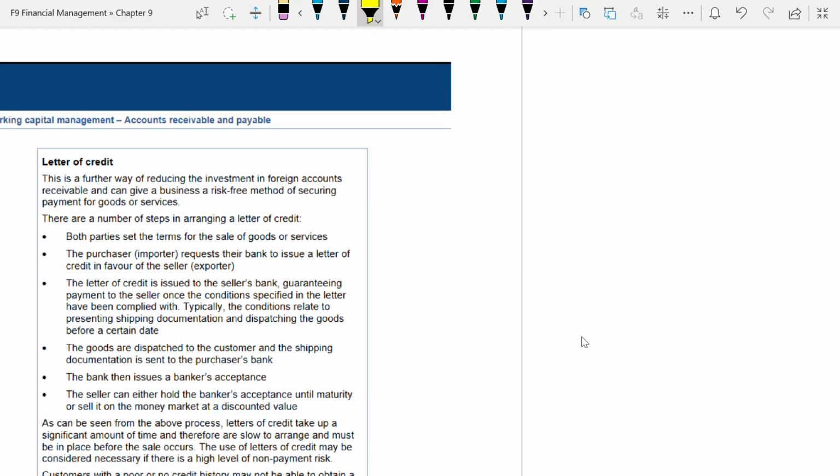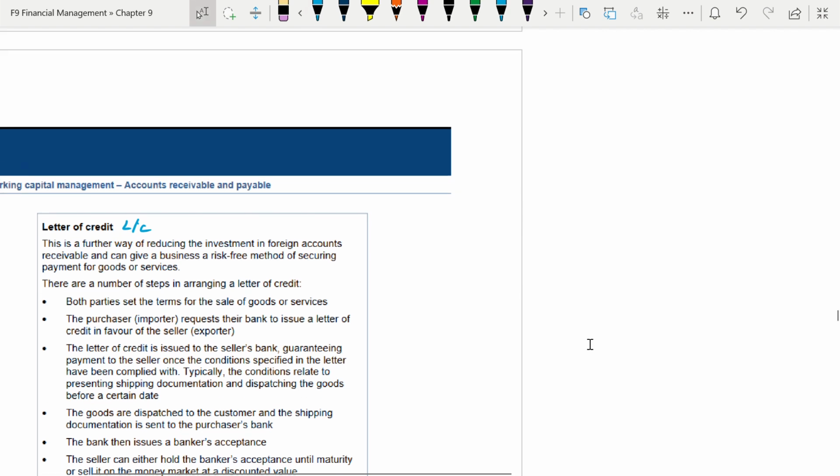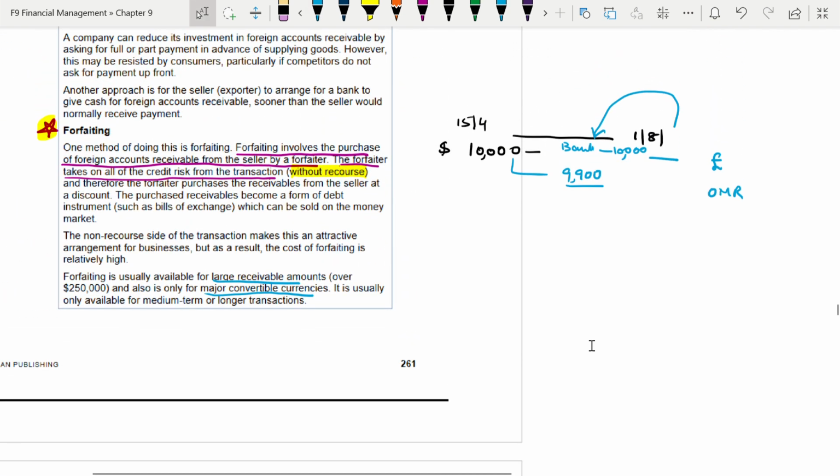You have the LCs, letter of credit. Doctor, yes. Can we say factoring is for local and forfeiting is for foreign accounts? That is the difference between them. Forfeiting involves purchase of foreign account receivables. Only this is the difference between these two terms. Both are the same. That is the reason I put dollar here and sterling here. Factoring is for the local and this is for the foreign currencies.